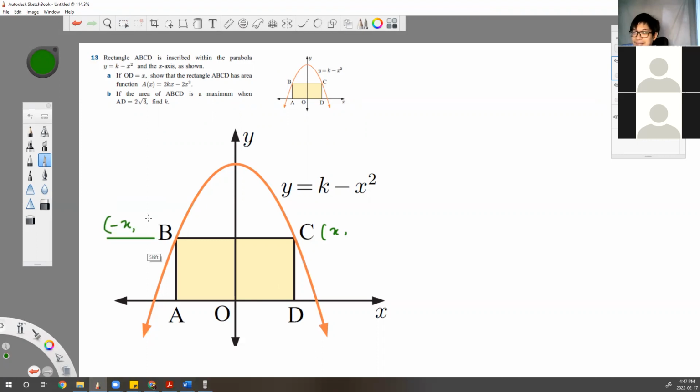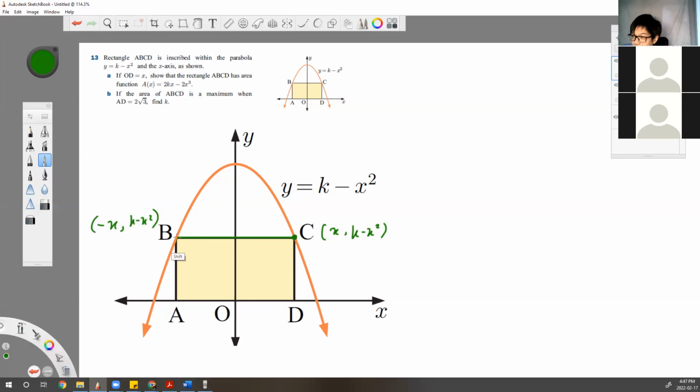Okay, this is the hard part, I think it's hard to get the idea. OD equals X, the distance from 0 to something equals X, so it is X itself in terms of X, right? And when it is still on the curve, the Y will be K minus X squared, right? And B also has negative X comma, they share the same Y, the same height, K minus X squared as well.